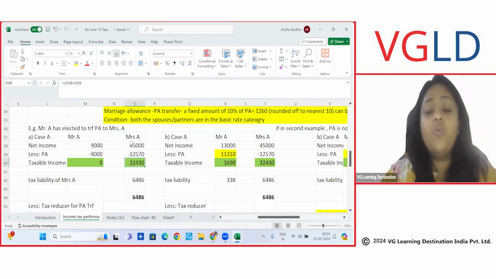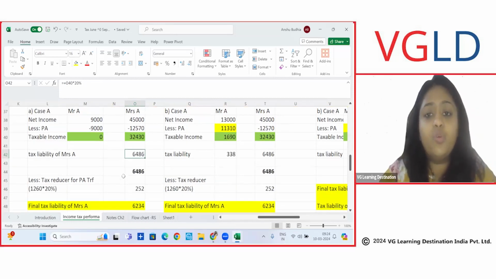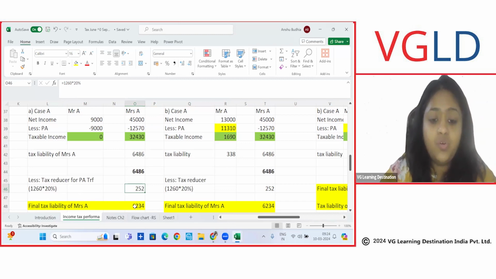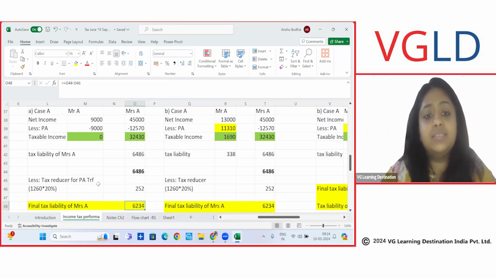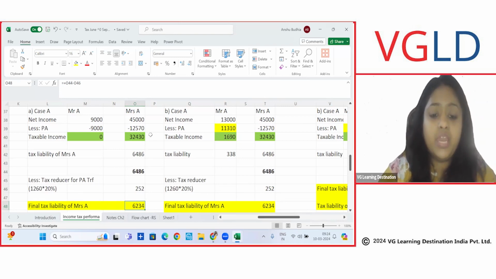So now please see how we show this election in the calculations. You will calculate the normal tax liability. The tax liability will be 32,430 multiplied by 20% straight away. I assume it is NSI. Okay, I hope we are clear till this point. Now from 6486, I will reduce a tax reducer of 252. Mrs. A is the receiver spouse. She will get the benefit of 252. At the basic rate percentage only, you will always reduce. And so the final tax liability of Mrs. A is 6234. Any questions here?